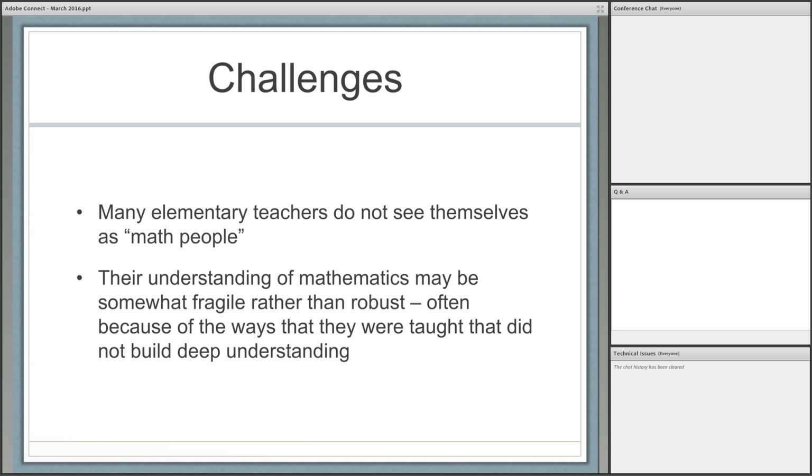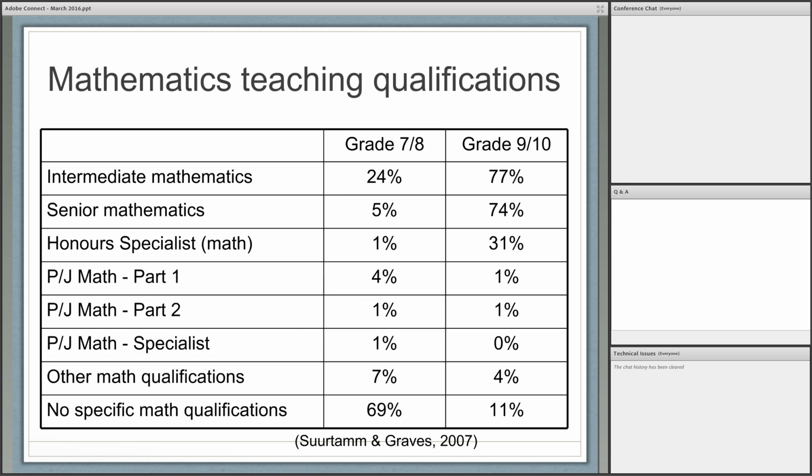So, this whole disconnect, and not recognizing that people are actually math people and building on what they know. We know sometimes that a teacher's understanding of mathematics might be more fragile rather than robust, and often it's because of the ways that they were taught. So this is a hard thing to tackle. I'll just share some data. It is from 2007, but I suspect we'd see similar things today.